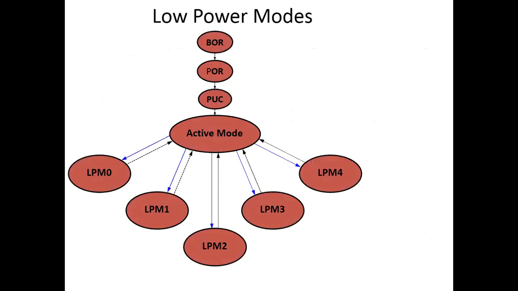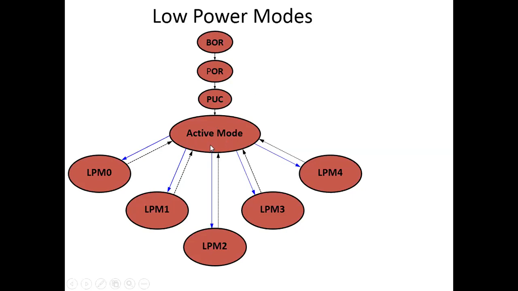Coming to the low power mode architecture diagram, to enter into the active mode or the low power modes, first it should cross three resets called BOR, POR, and PUC: brown-out reset, power-on reset, and power-up clear. These are the various reset functionalities for various situations in MSP430. Once it crosses all these, the MSP430 will be in active mode.